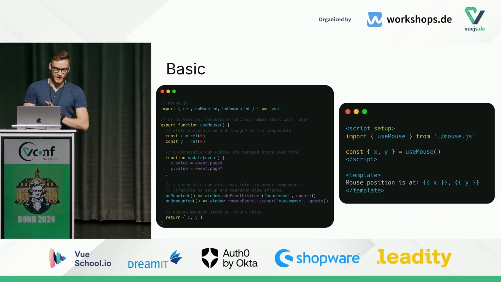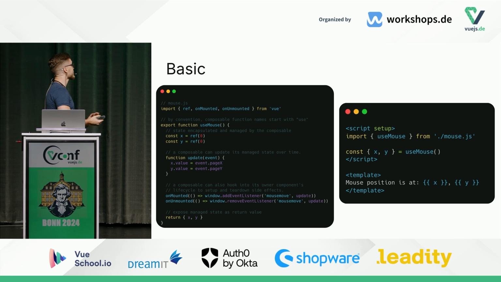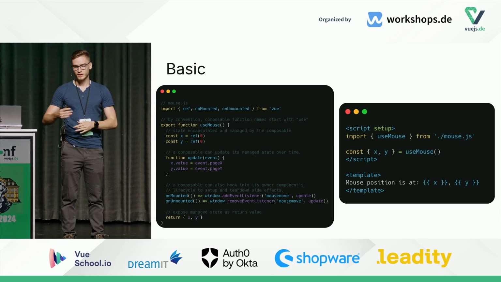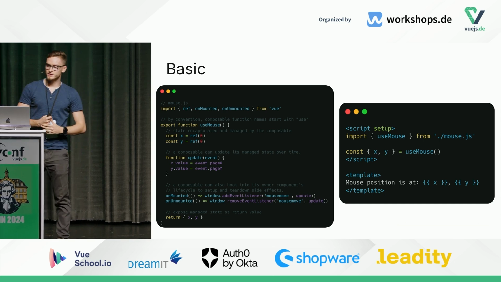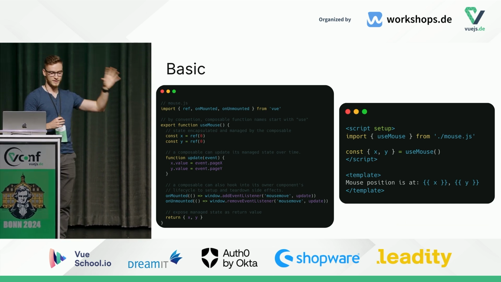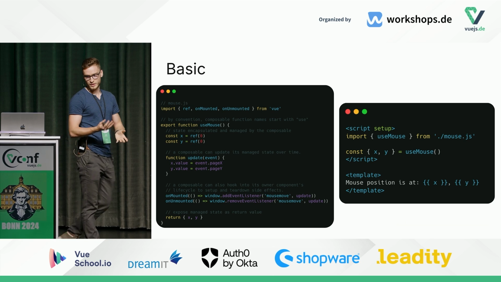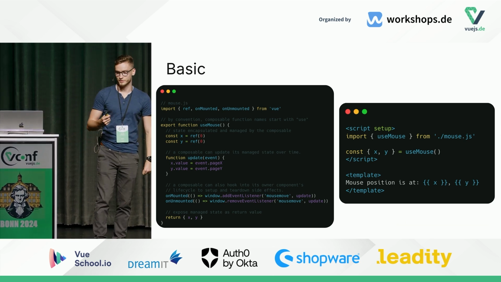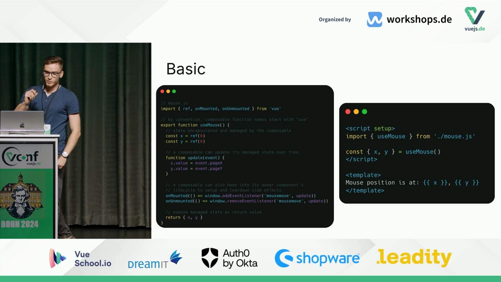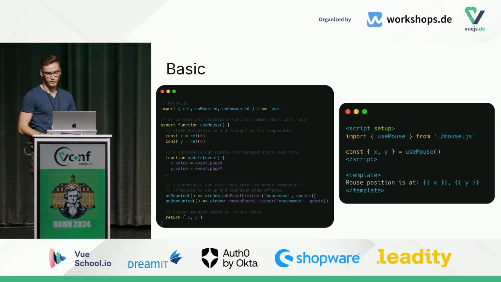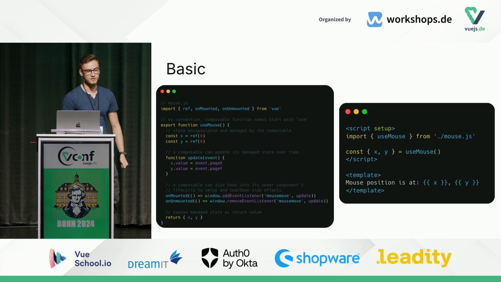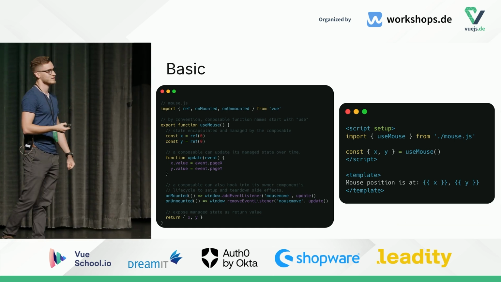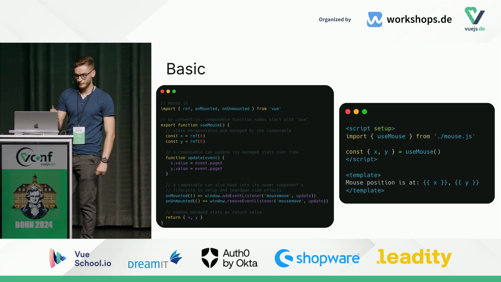So in this case, we have useMouse, and inside we have two ref variables, x and y, that can then be updated to match the x and y positions of the mouse. Pretty straightforward. In the end, we return those reactive values. This composable function can then be imported in a Vue component very easily, and we can use it in the template, just outputting the x and y values directly to the template.